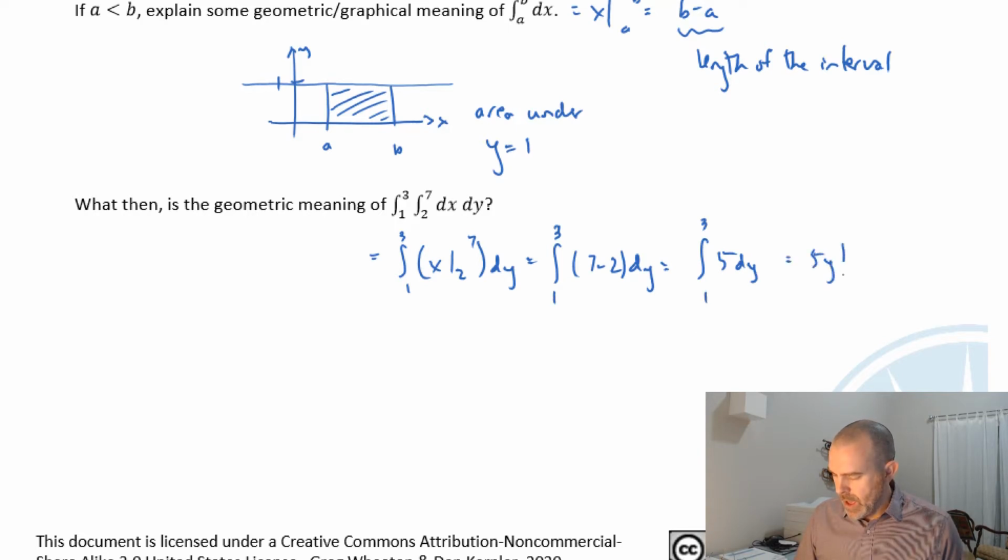That's 5y from 1 to 3. And that would just be equal to 5 times 2, so that'd be 10. We can think of this as really just area. 5 is the length in the x direction.